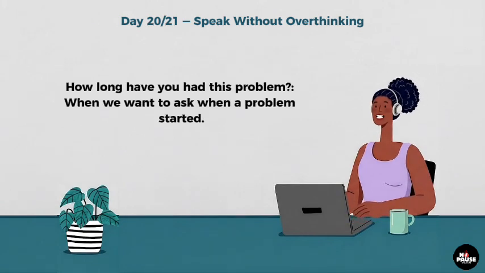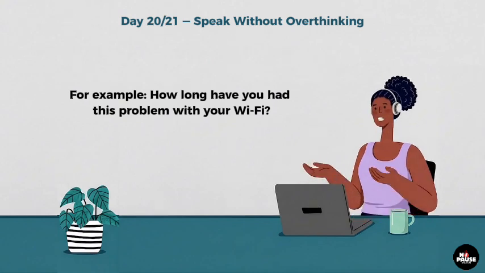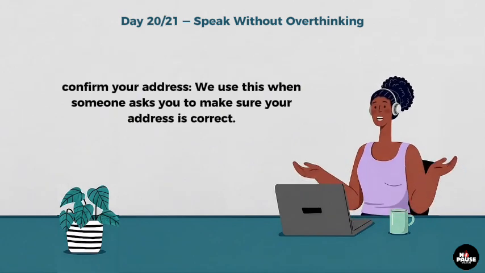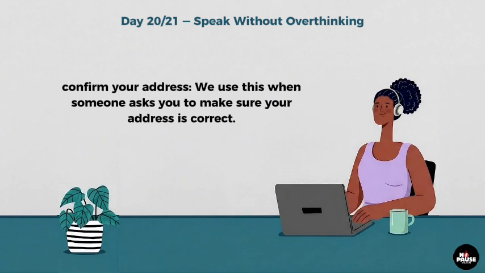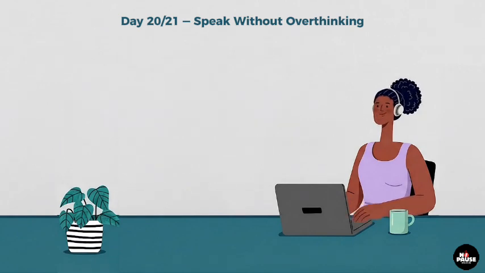How long have you had this problem? We use this when we want to ask when a problem started. For example, how long have you had this problem with your Wi-Fi? Confirm your address. We use this when someone asks you to make sure your address is correct. For example, can you confirm your address so we can check for any internet issues in your area?